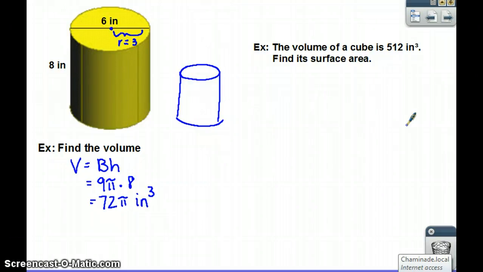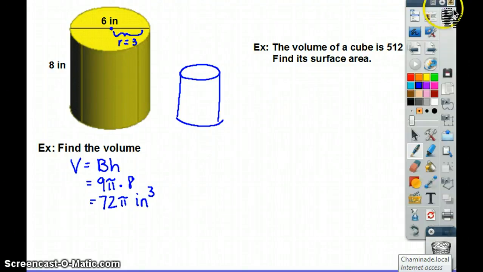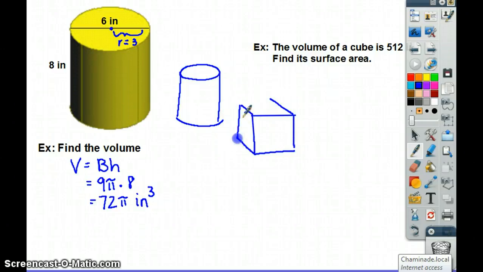Well, what do we know about a cube? We know that a cube has sides that are all squares. So a cube is made up of 6 square faces. Let me try to make that a little bit better.